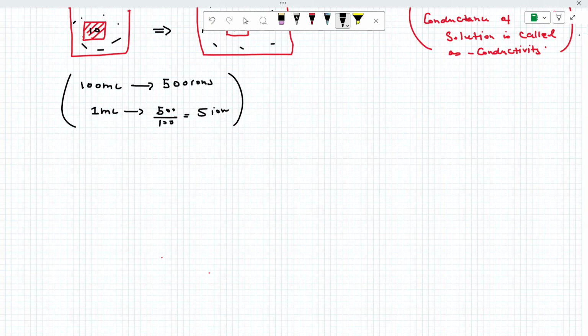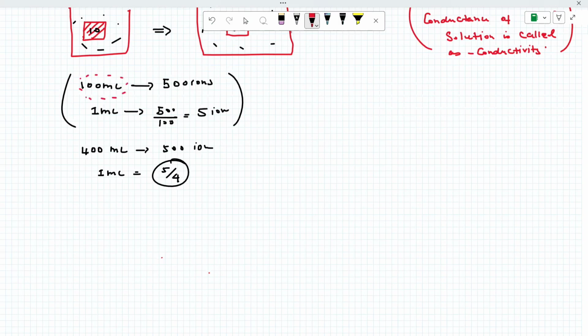Similarly, now I am going to increase the dilution. What is dilution? The volume increases, therefore I take 400 ml. How many ions are in 400 ml? 500 ions. Therefore per ml, how many will there be? 500 by 400, which is 5/4 ions. When the volume is 100 ml, there are 5 ions per ml; when the volume is 400 ml, there are about 1.25 ions per ml. Therefore, as volume increases, the number of ions per unit volume decreases.